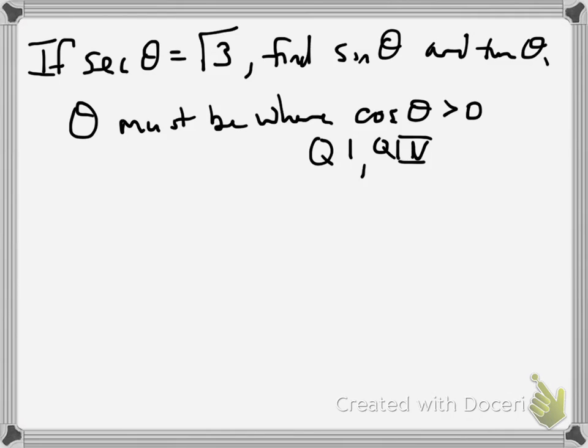So what does that mean? That means that sine and tangent might be positive or might be negative depending on where theta is. We've got to basically look at both examples. We've got to think about the case of when theta is in the first quadrant and when theta is in the fourth quadrant.